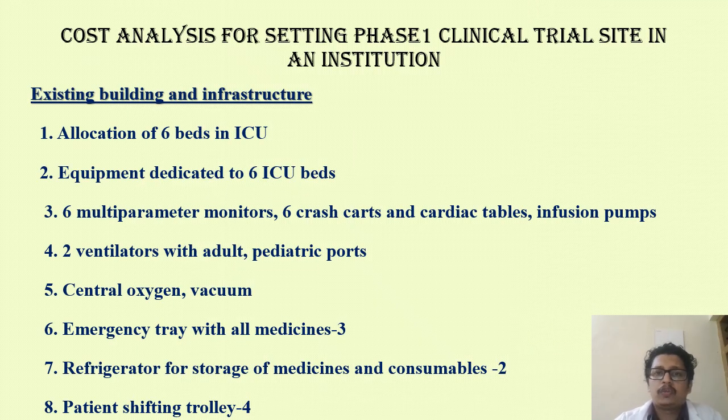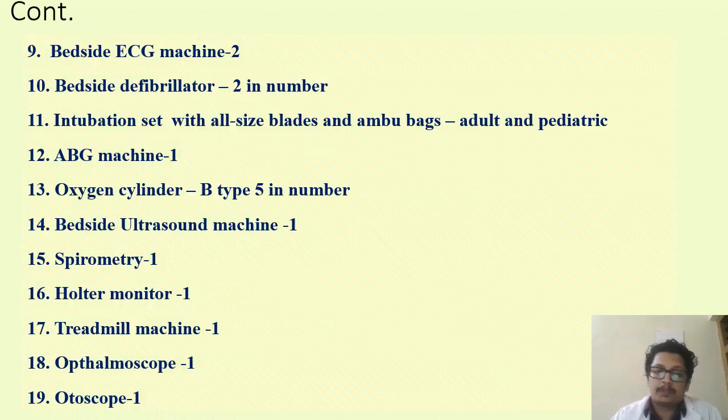Then cost analysis for setting up a phase 1 trial unit is the final part of this presentation, on how we can set up a phase 1 trial unit or CP unit. Ideally, allocation of 6 beds in ICU. Equipment dedicated to the 6-bedded ICU: 6 multi-parameter monitors, 6 crash carts, cardiac tables, infusion pumps, 2 ventilators with adult and pediatric ports, central oxygen and vacuum, emergency tray with all medicines, a refrigerator for storage of medicine and consumables too, and patient shifting trolley 4.